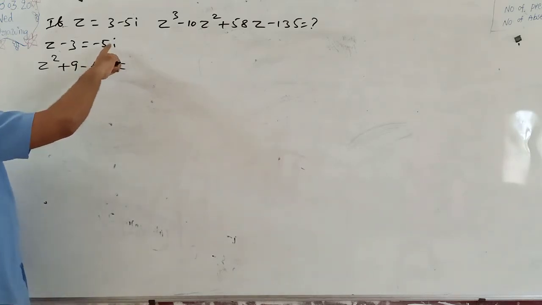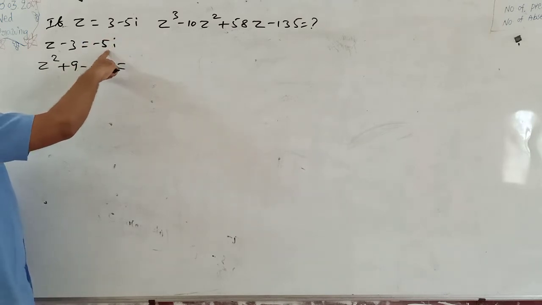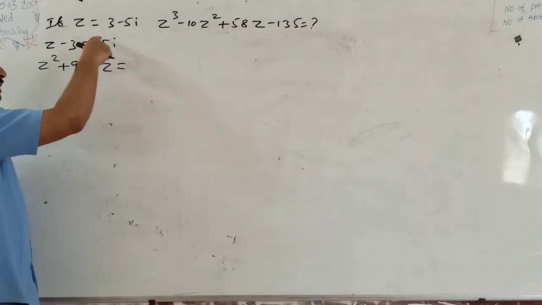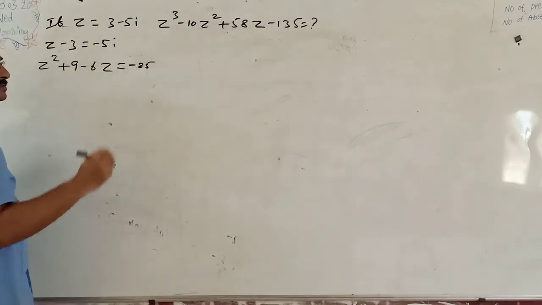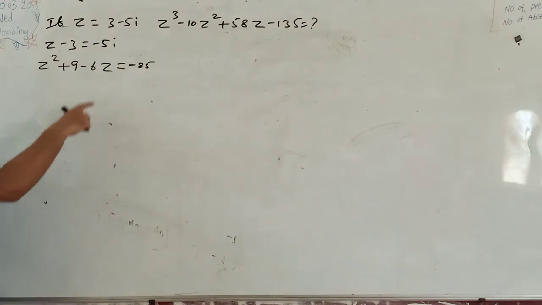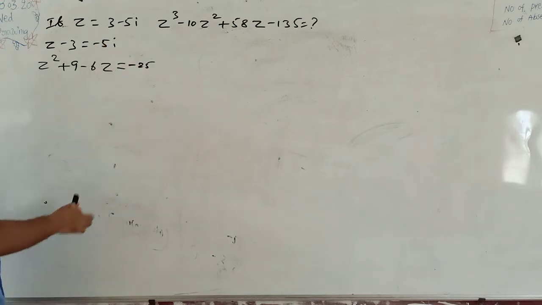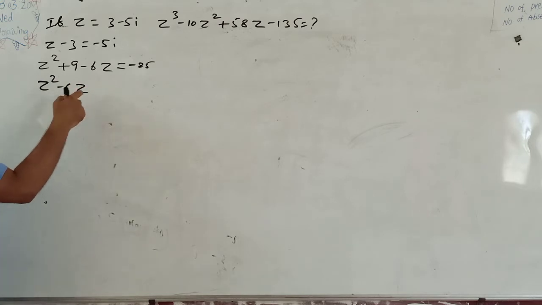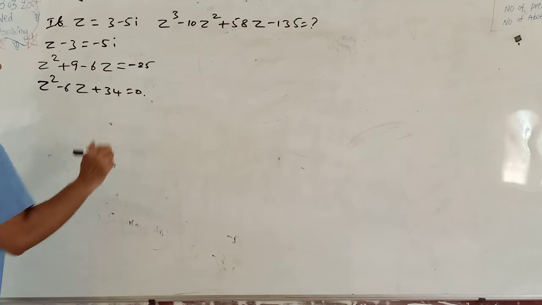See squaring of the imaginary number, means the number containing i, see the squaring of that number. Minus square is plus, 5 square is 25, i square value is minus 1. So the square of this one is minus 25, not plus 25. i square value is minus 1, minus 1 whole square is plus 1, 5 square is 25. Send this one to the left side, get the second degree equation in the variable z: z square minus 6z plus 34 equals 0.